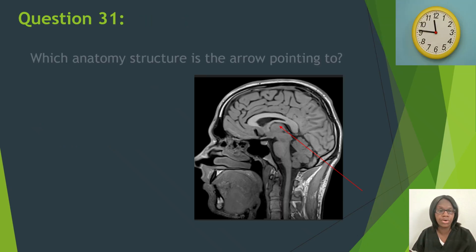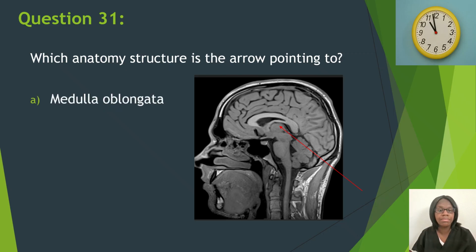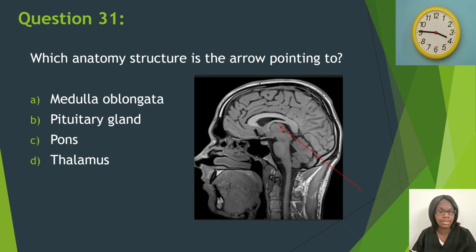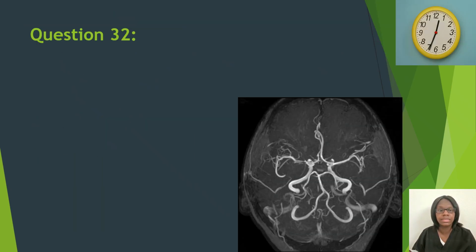Question 31. Which anatomy structure is the arrow pointing to? A. Medulla oblongata. B. Pituitary gland. C. Pons. D. Thalamus. All right, the correct answer is D. Thalamus.